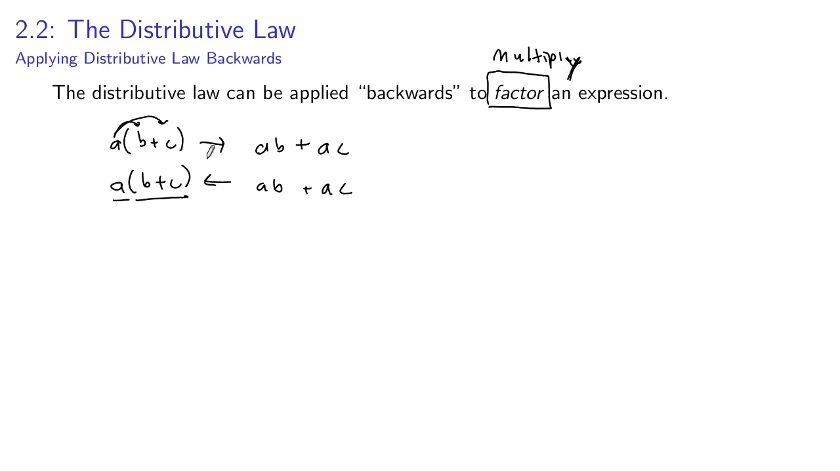Now, going forwards is very easy because we just distribute over, we get a result. Going backwards is not so easy.